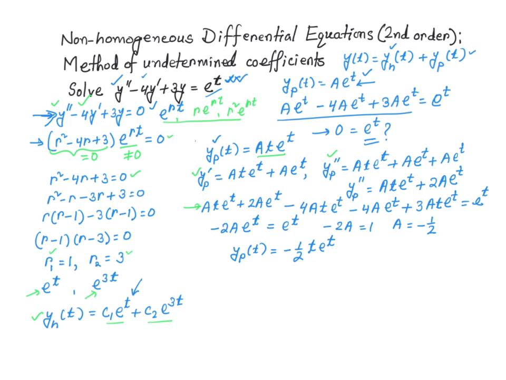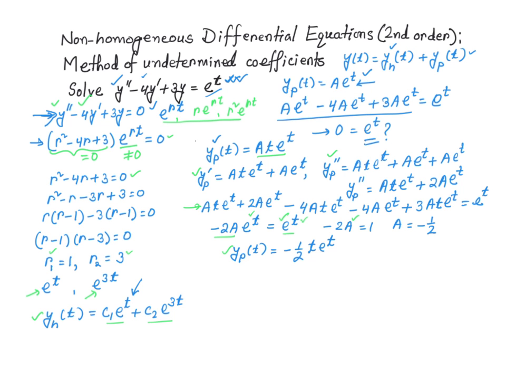After I did the algebra, I got negative 2a times e to the power t is equal to e to the power t. Since e to the power t on the right and left are like terms, the coefficients must be the same. On the left hand side, the coefficient is negative 2a, and on the right hand side, the coefficient is 1. That gives me a is equal to negative 1/2. Therefore, my particular solution is y sub p of t is equal to negative 1/2 t times e to the power t.